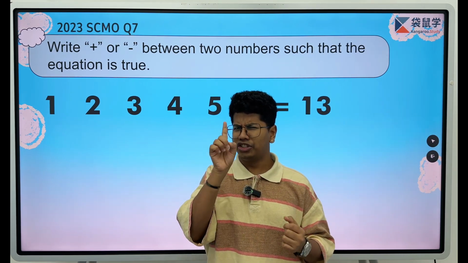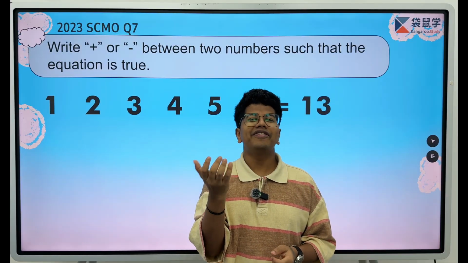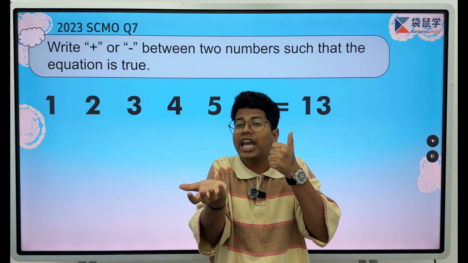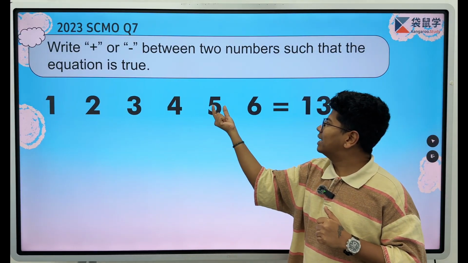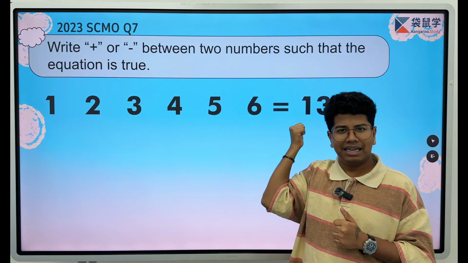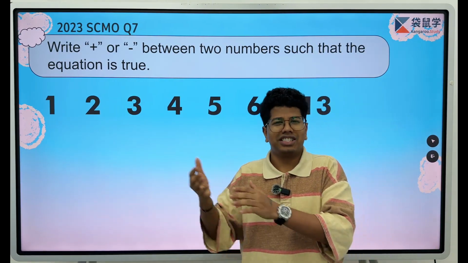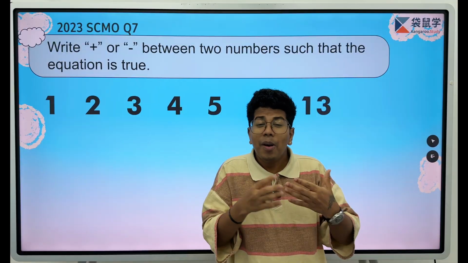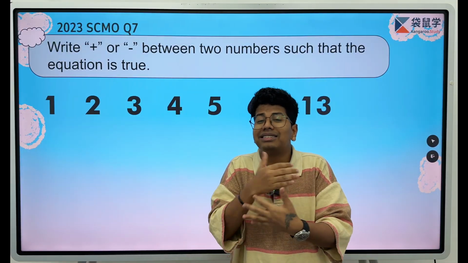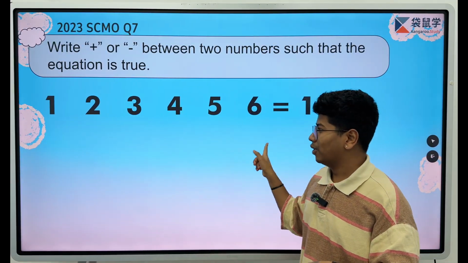But what if there's just one operation? What if everything is minus? Is it okay? If everything is minus, can we get the answer as 13? Of course not, it's just getting smaller and smaller. But what if everything is plus? Then what happens? Let's just have a look.